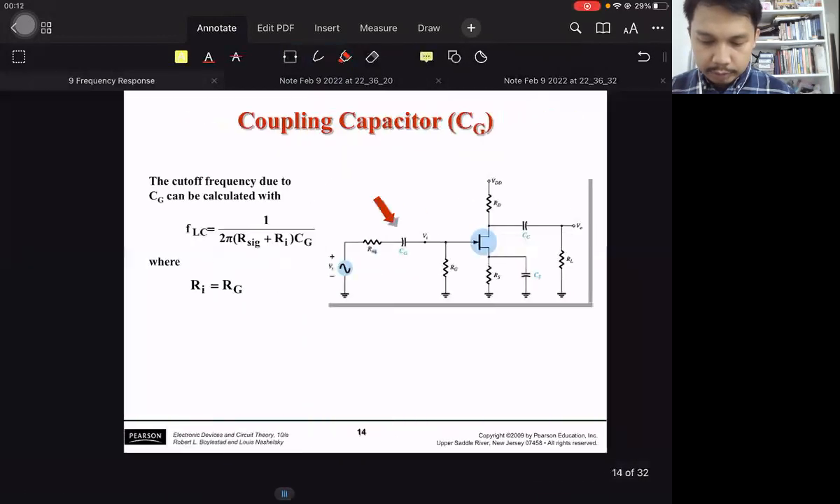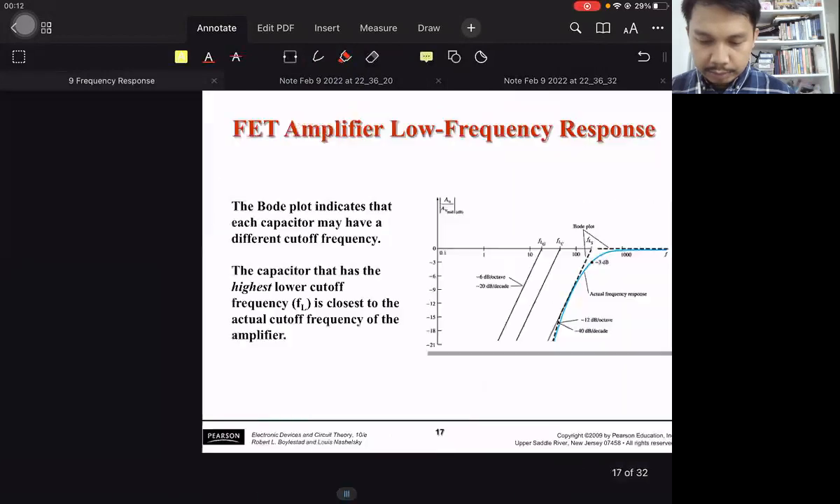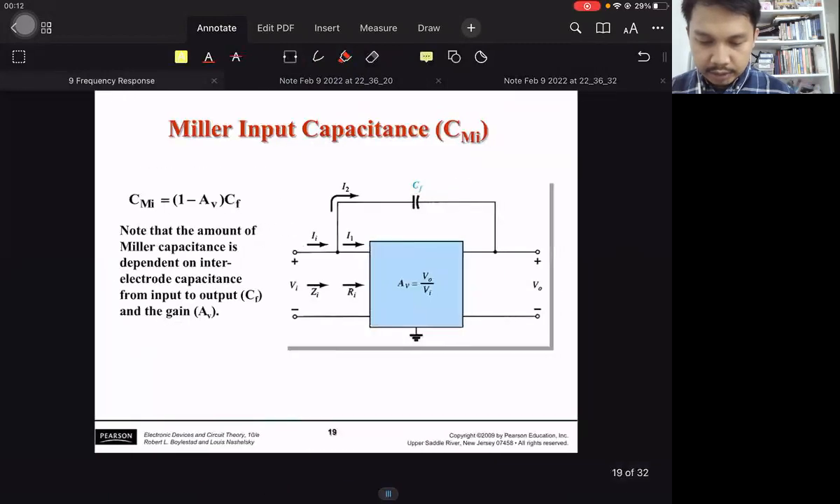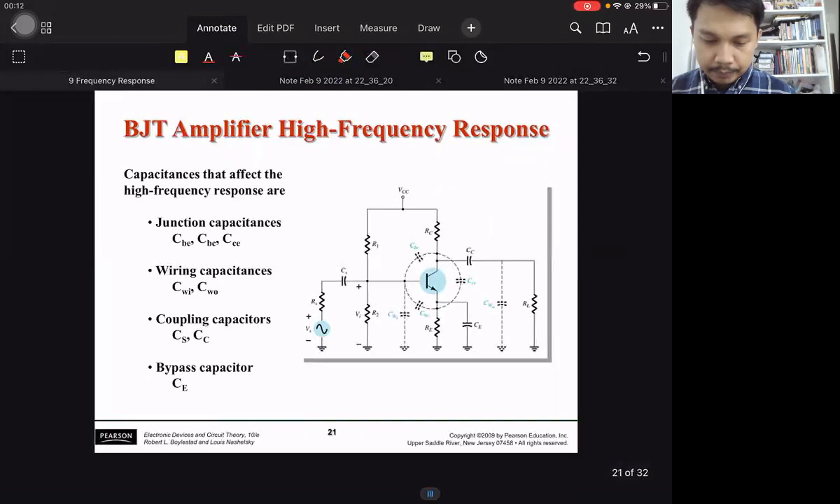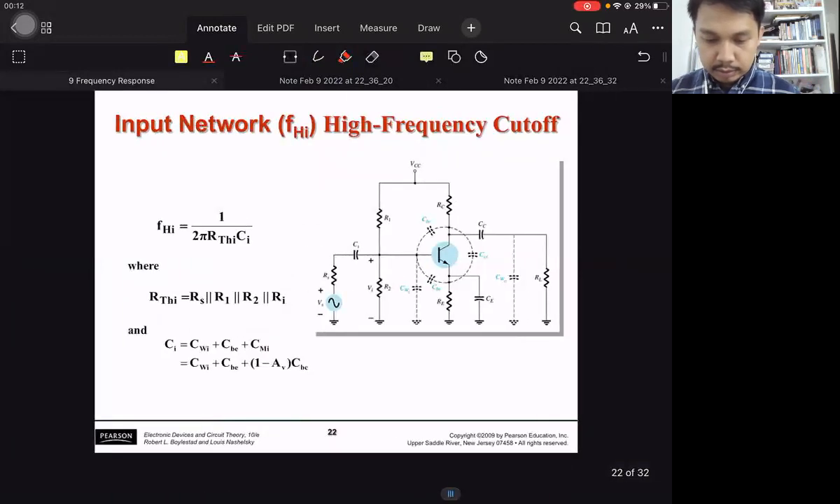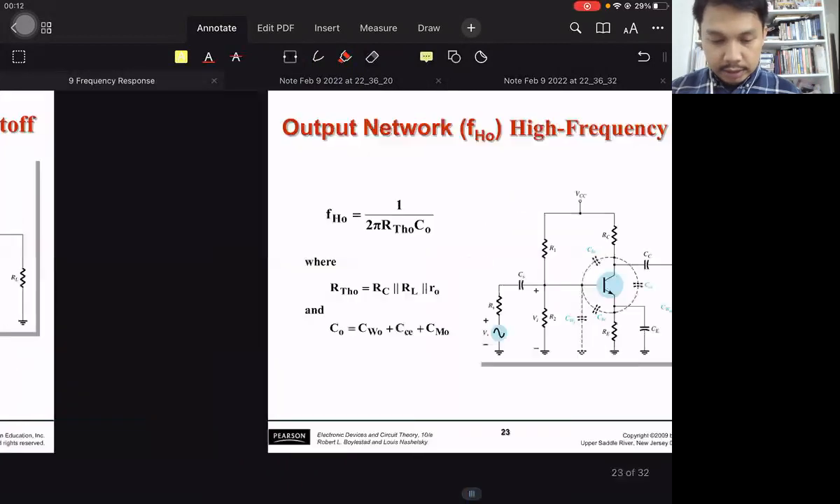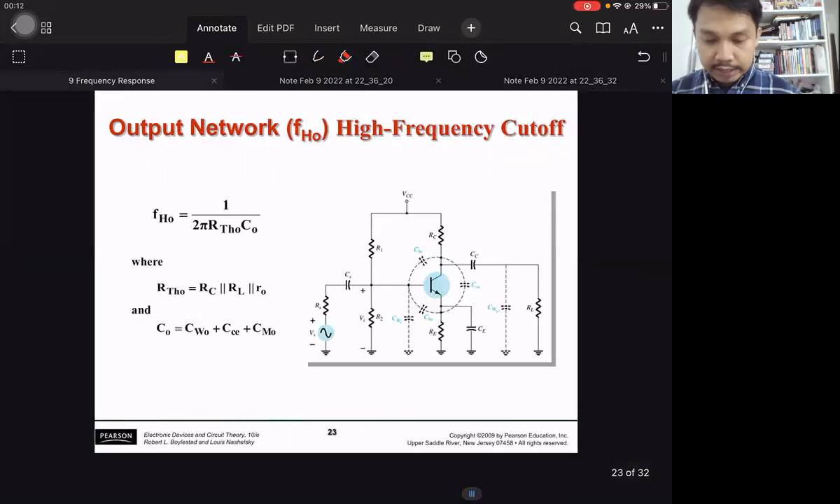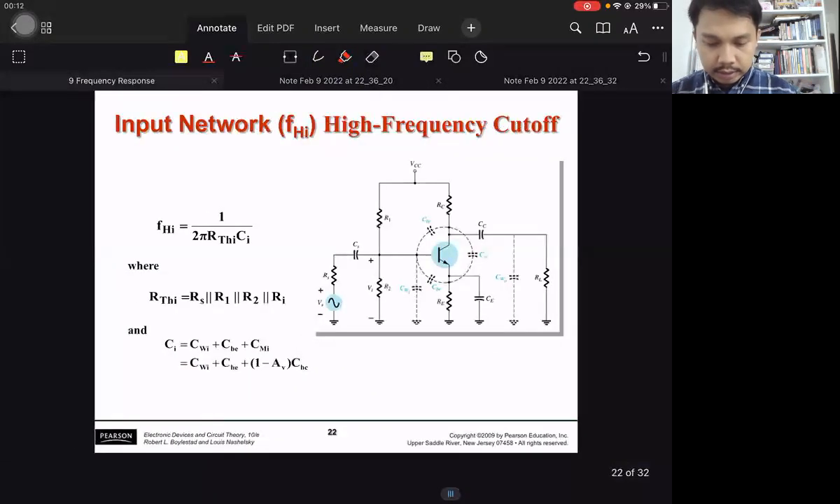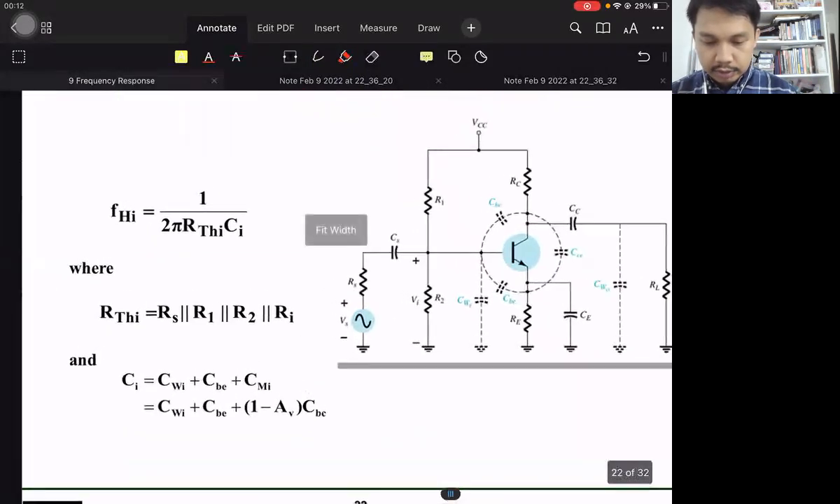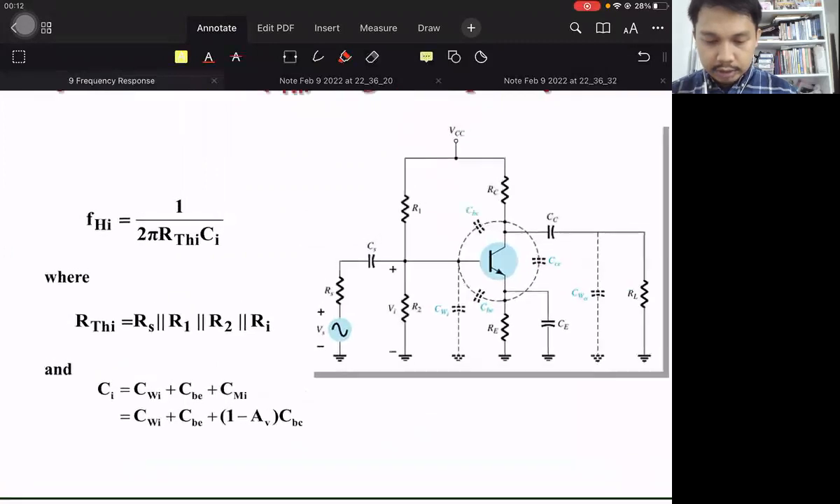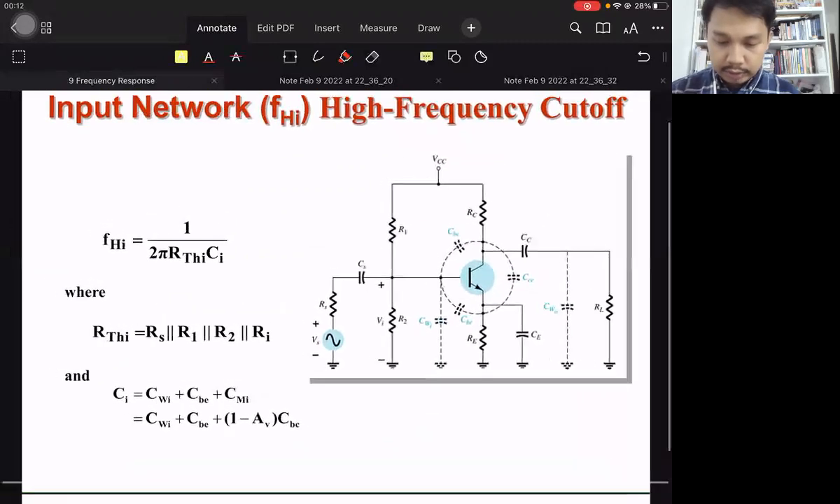So you only have two formulas for that one, because only two types of capacitors will affect it. We have the internal capacitances on the input side and the internal capacitances on the output side. So this is the formula for the input internal capacitances.